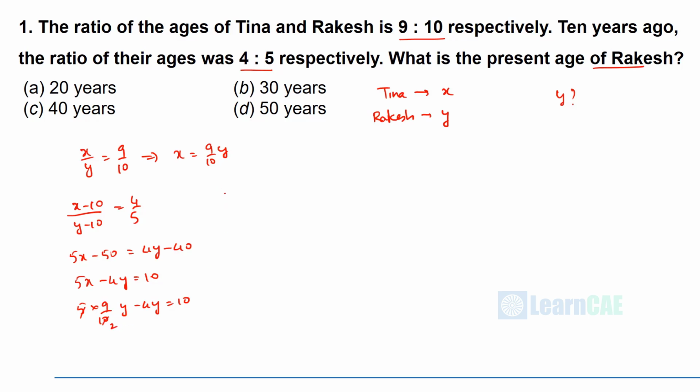4.5Y minus 4Y is equal to 10. 0.5Y is equal to 10. This is nothing but 1 by 2. Therefore, Y is equal to 20. Answer is A, 20 years.